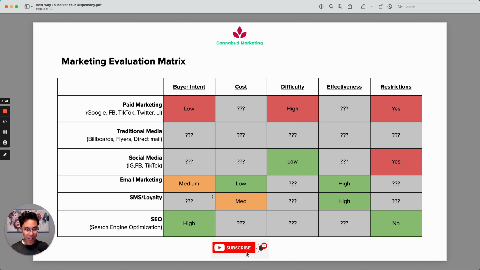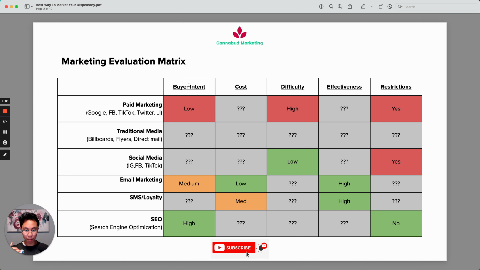Now, this makes sense. We're going to use this same process to determine the best marketing strategy to help you generate the most sales possible. In this matrix, we can put the different options of what we want to do to solve the problem. On a marketing standpoint, whether it's paid marketing, traditional media, email marketing, and so forth, we put all of the different solutions on the left-hand side of this column.